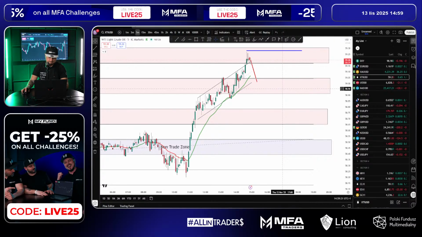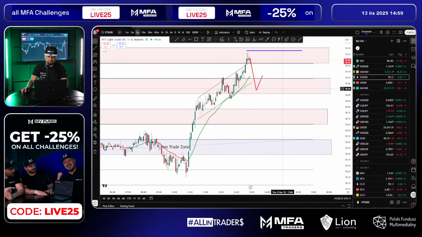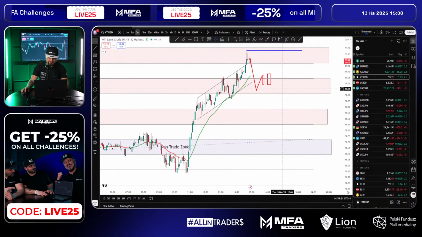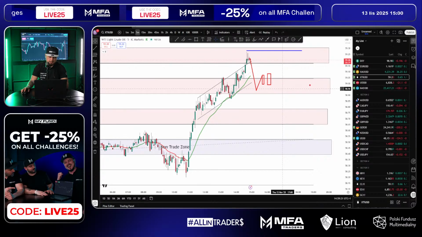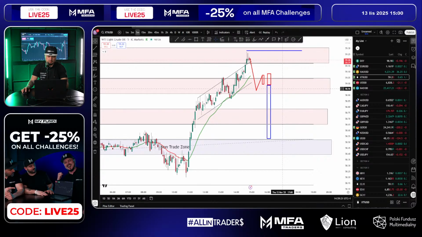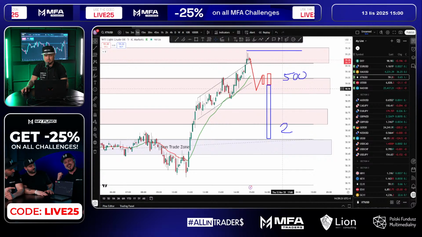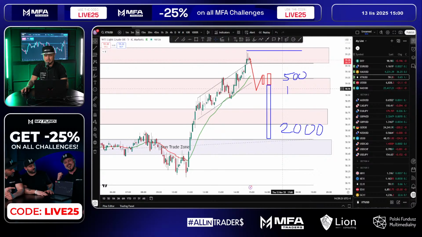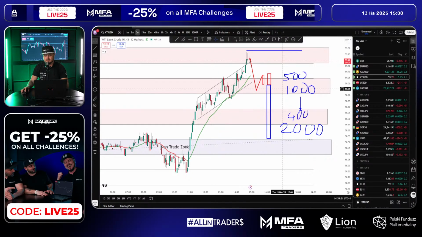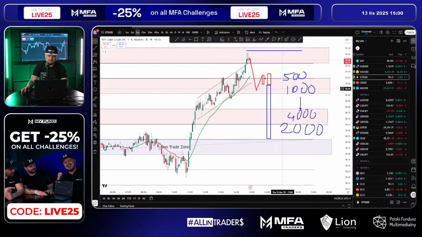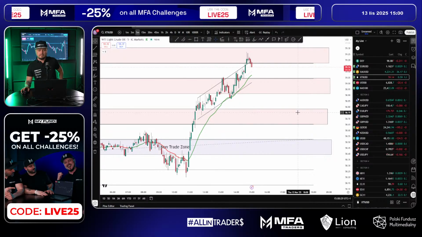Sometimes I put small stop losses like this, but my risk is usually lower. That's the first thing. And I can open a trade like this, but my risk, let's say, is $500 to get $2,000, or $1,000 to get $4,000. It depends how risky the trade is. But like I said, you need to be careful on crude oil.